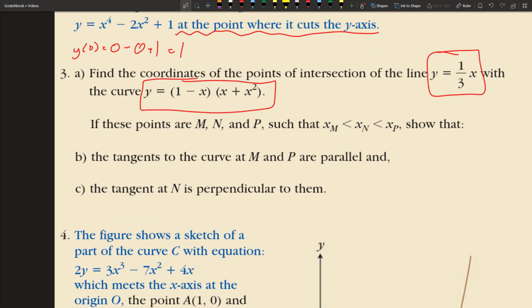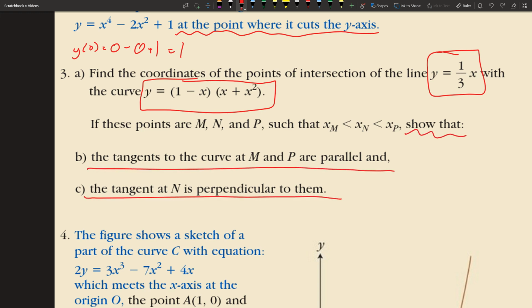Alright, and this is the hardest part. Parts B and C are easier. Anyways, for part B, the tangents to the curve at M and P are parallel. We need to show that that's true. They said show that this is true and that is true. Part C is for later.